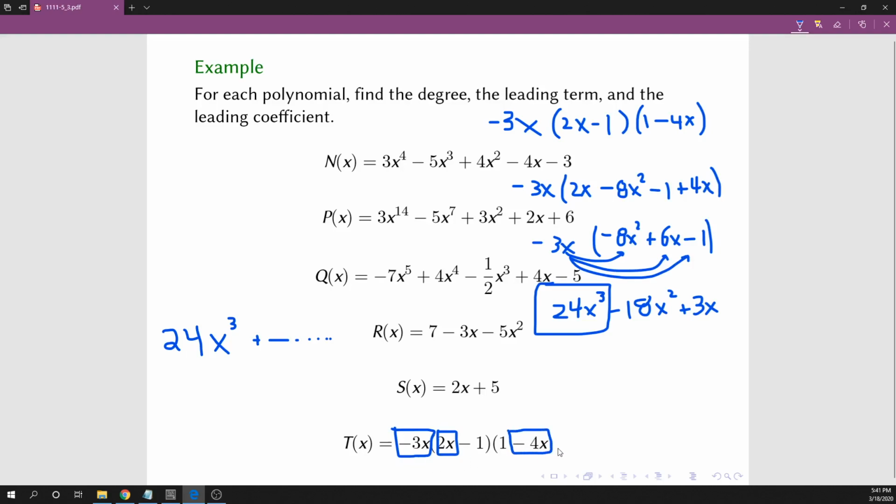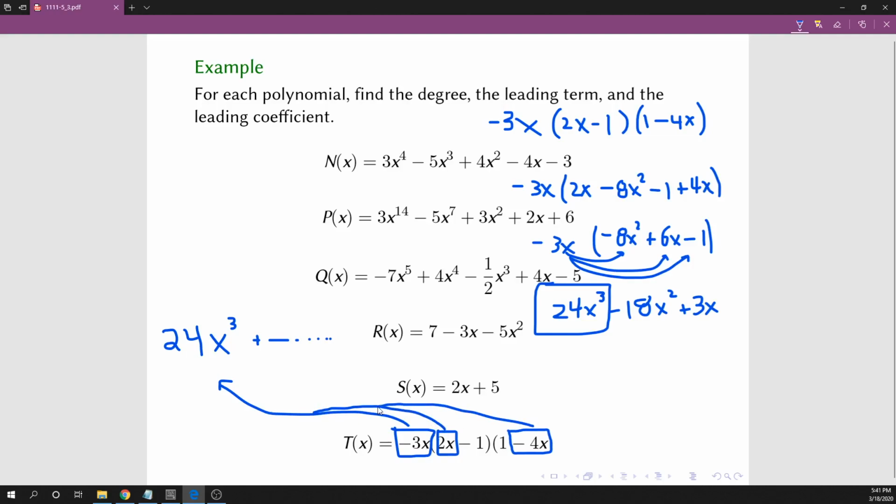And then I just multiplied all those things together. So minus 3x times 2x will give me minus 6x squared. Minus 6x squared times minus 4x will give me 24x cubed. So just by multiplying those out, that's what got me the leading term here.